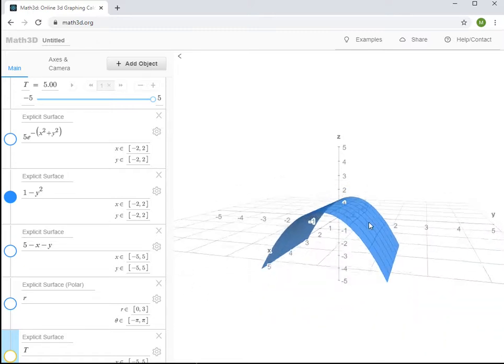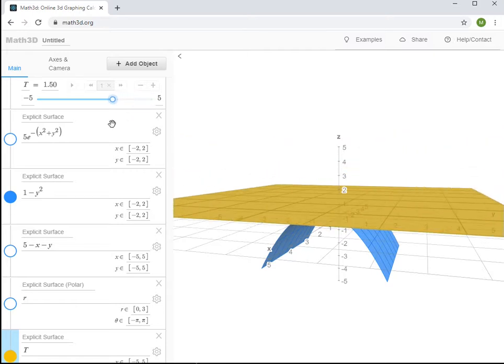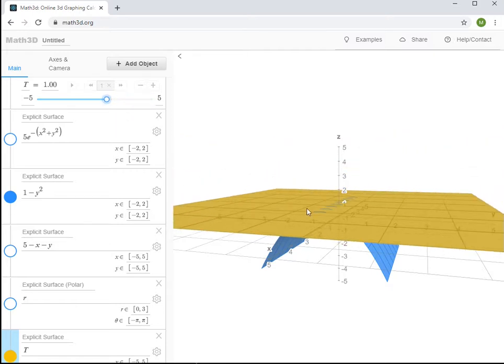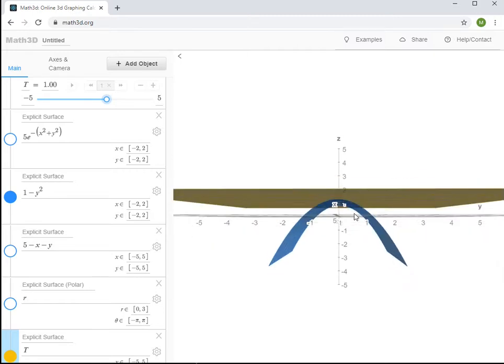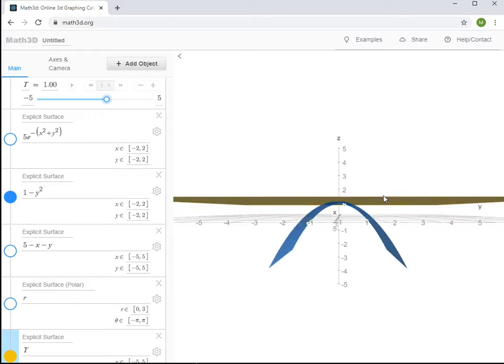Cool. So now when we go ahead and start intersecting this thing, notice, as z is equal to 1, we're right there at the top of our surface. And that's why we're seeing just that one line of intersection, which is along the x-axis.